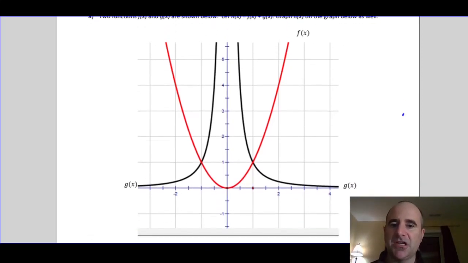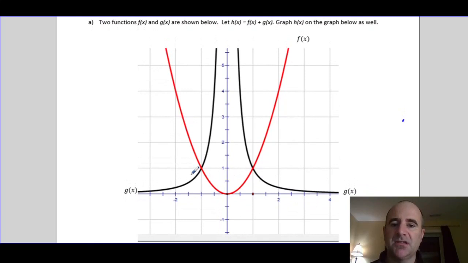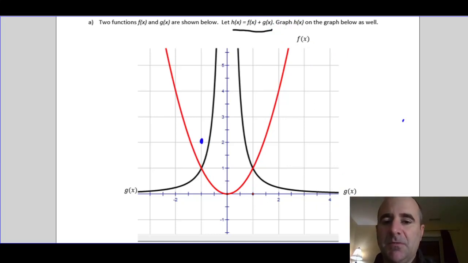So again, just like the other example, don't be afraid to just take a few points and add them up. I mean, if we're adding f of x plus g of x, then we're talking about adding their y values on the graph. So for example, they both have a y value of 1 here, which means that h of x, the sum of the functions, would have a y value of 2. And then same with over here. This is going to have to be 2. You can do a few more points if you want.